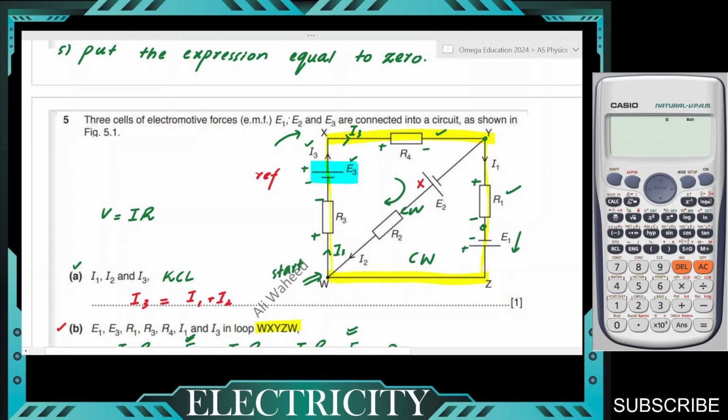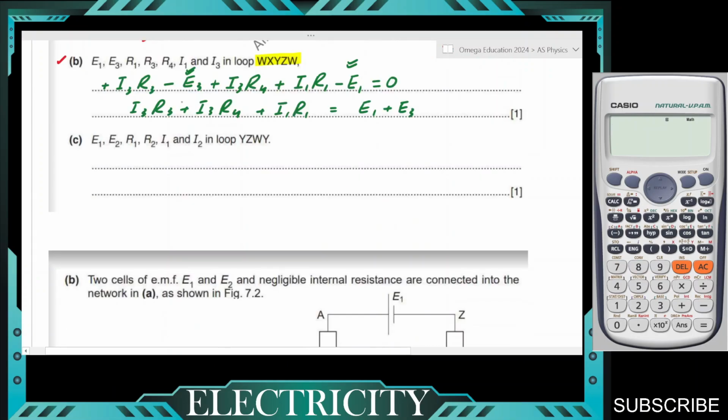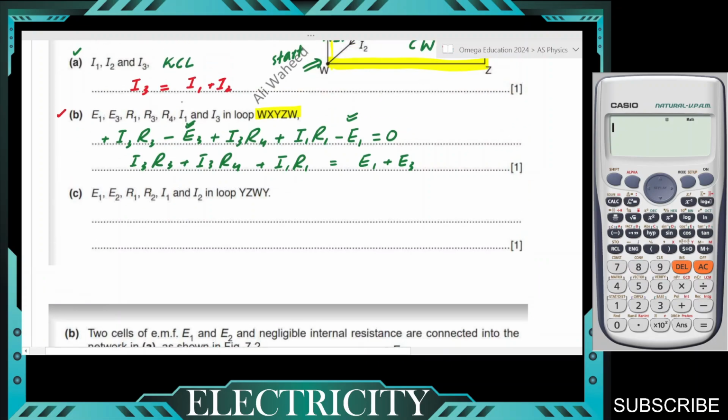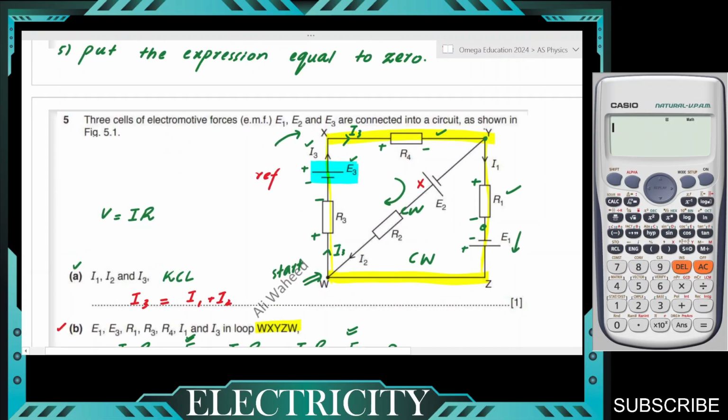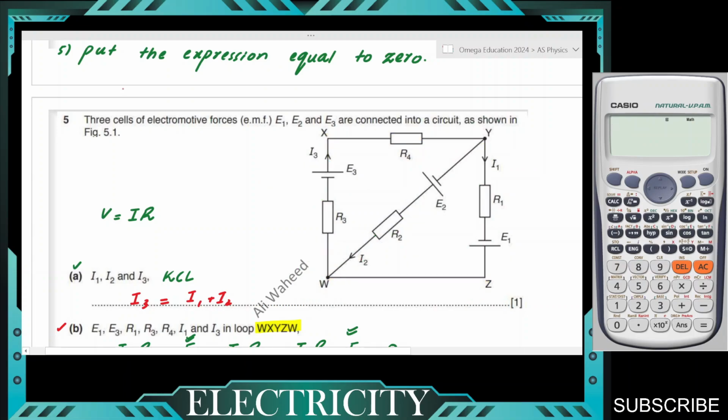Now I'm going to erase this one off because we now have to apply KVL for loop YZWY, basically for this right angle triangle. And like I said, there are different ways you can solve them. One of them is to write EMFs on one side, potential differences on the other side of the equation. But today we are just going with this method. And maybe in the next lesson I'll introduce the second method as well.